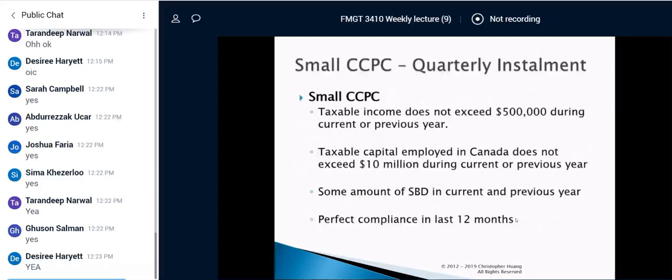What if you're a CCPC? You're a small Canadian controlled business. You tell the government, I'm trying to grow, I need my cash flow, can you help me? So the government said, if you're a small CCPC and your taxable income is less than $500,000 and your working capital from a tax point of view does not exceed $10 million in the current or previous year, in other words, you are truly a small CCPC, okay?